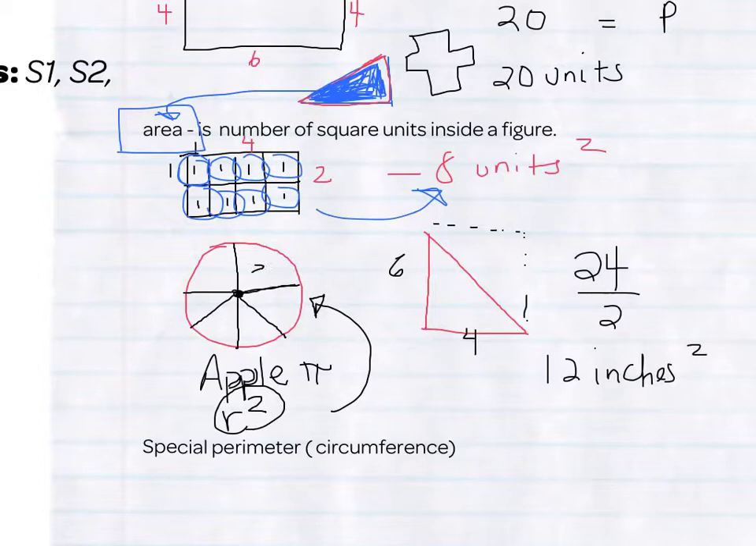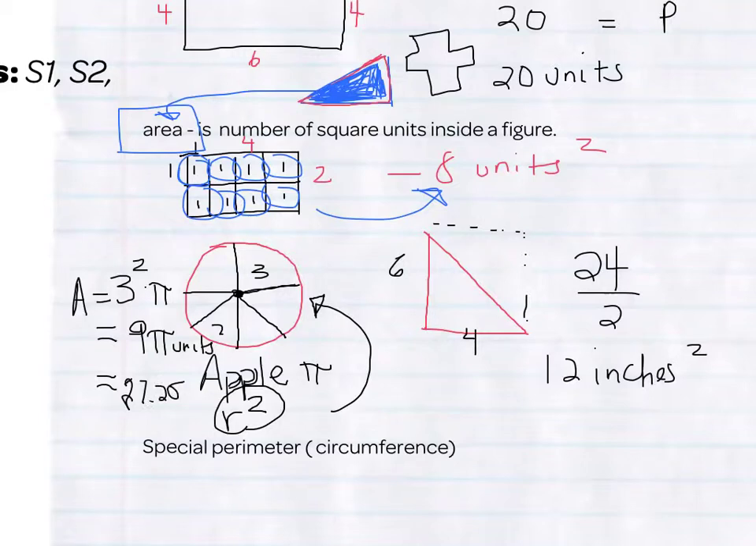If we know the radius is 3, then the area of this circle is A equals the radius squared, which is 3 squared, times pi, because apple pies are 2. The area in terms of pi would be 9 pi units squared. Or you could put it in a calculator, 9 times pi, which turns out to be 28.27 units squared. Sorry about the scribbling there.